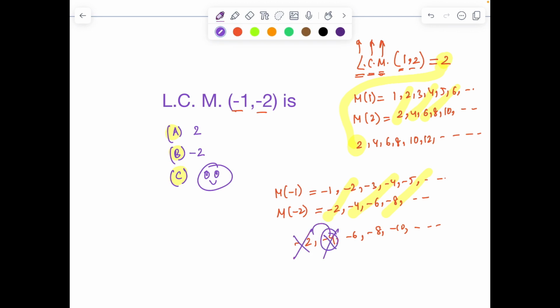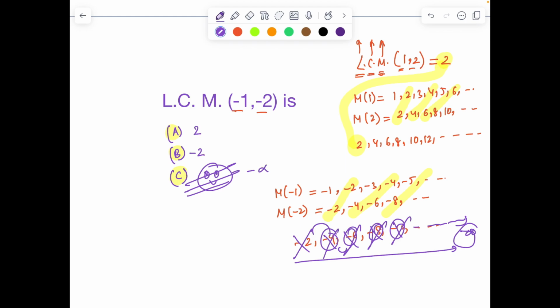Again, wait. -6 will cry because -6 is lower than -4. -8 will cry. And hence we will keep on crying. And what's the lowest member of this society? It is definitely -infinity. Hence the answer to this problem is -infinity. Now one small note: it's neither 2 nor -2.